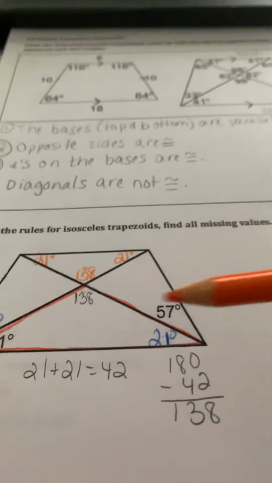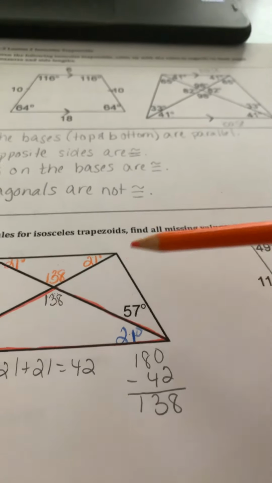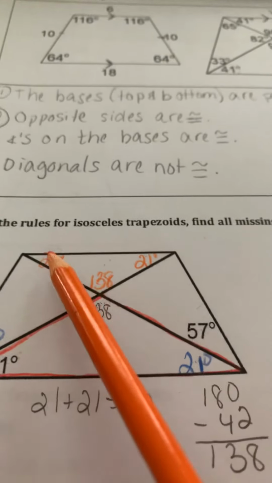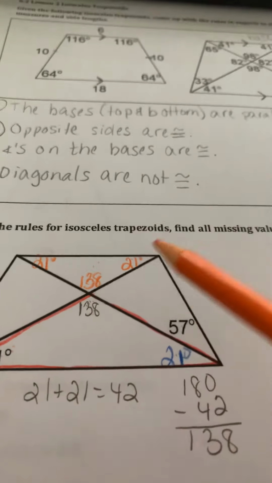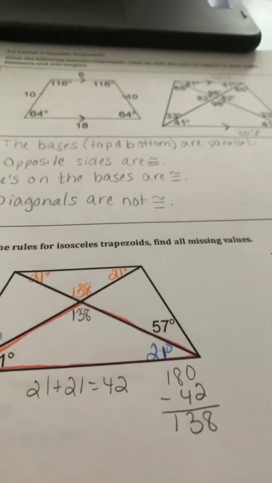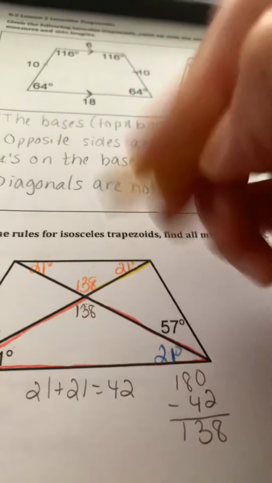Because again, if you did 138, subtract it from 180 and then divide it by 2, you're going to get 21 and 21. So what does that mean for this triangle over here? I'm going to do this one in yellow.